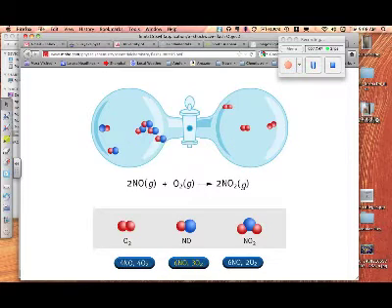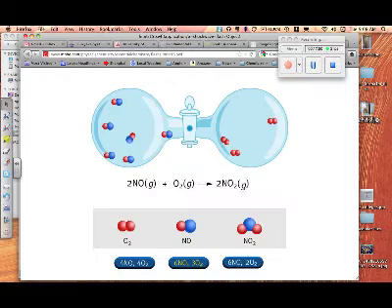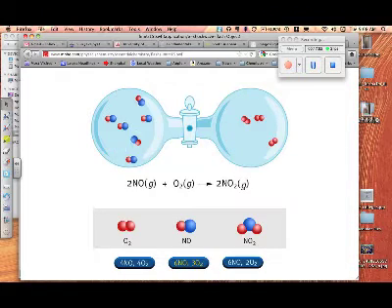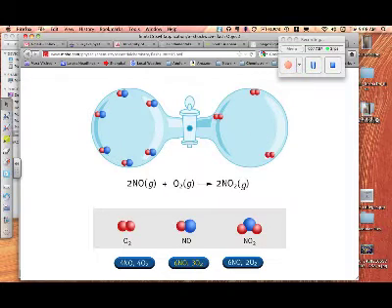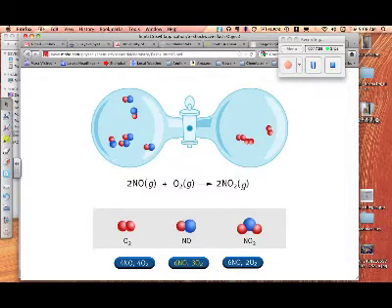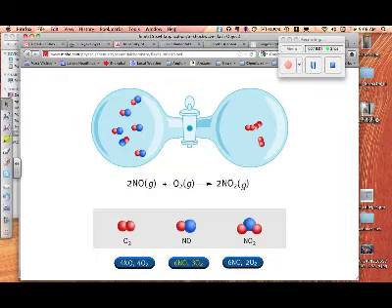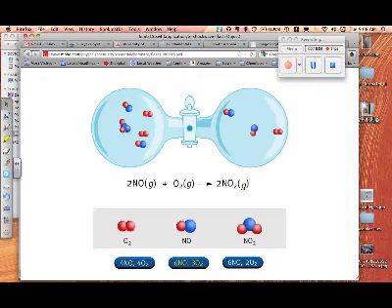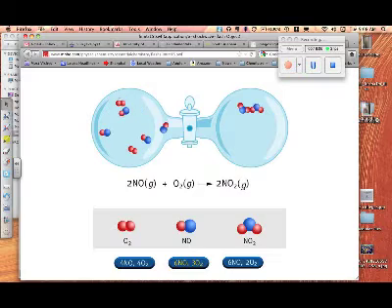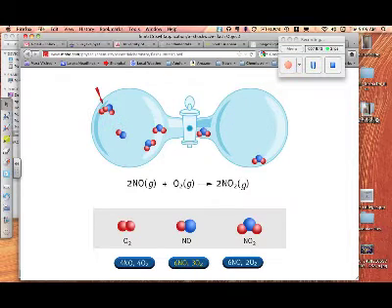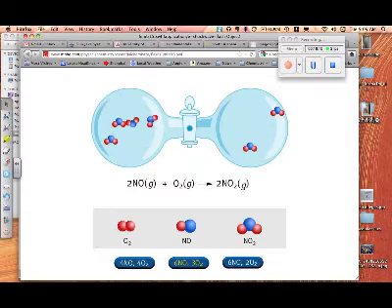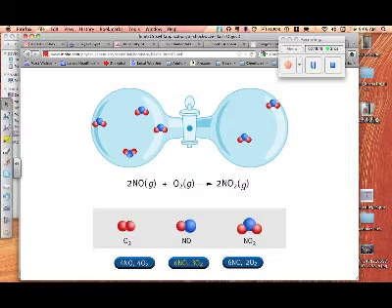Nitric oxide and oxygen gas are reacted in a 2 to 1 mole ratio. There are 6 molecules of NO in the left bulb and 3 molecules of O2 in the right bulb. The valve separating the bulbs is opened, allowing the gases to mix. The reaction occurring is 2NO plus O2, producing 2NO2. 6 molecules of NO are reacting with 3 molecules of O2. They are reacting in a 2 to 1 mole ratio as represented in the balanced equation. No reactants remain after the complete reaction.